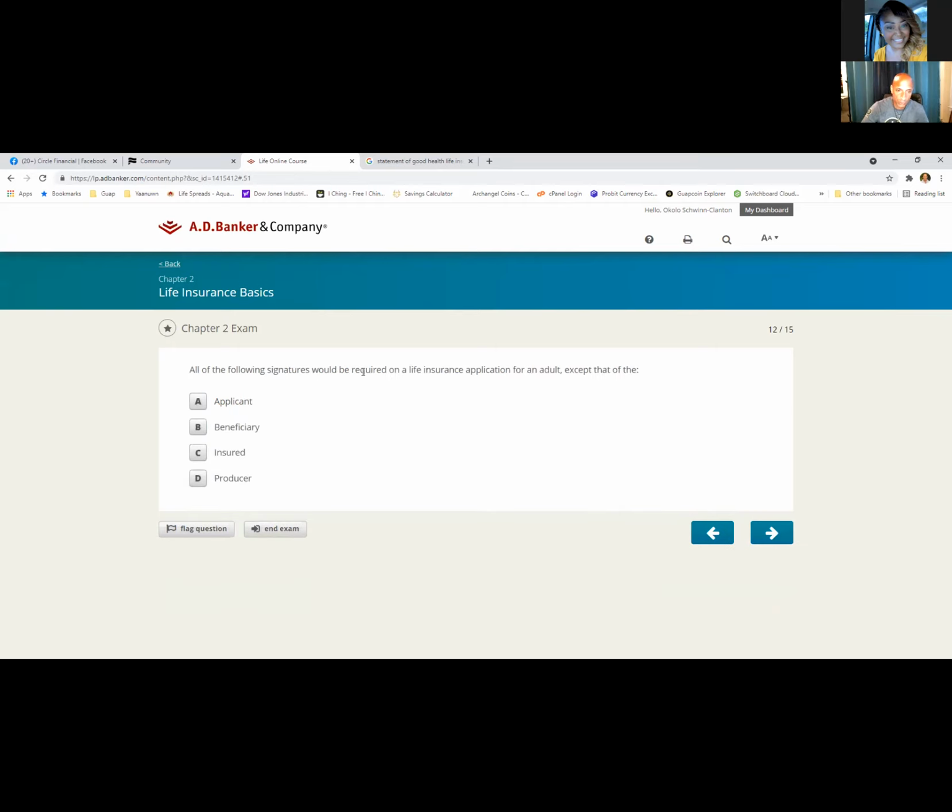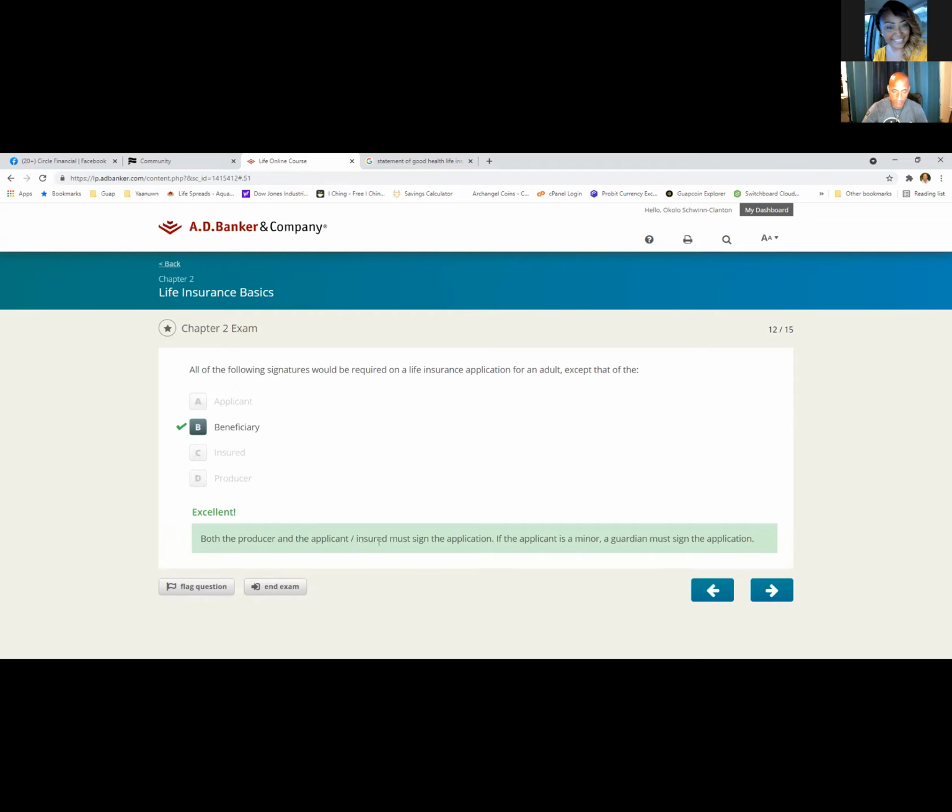All of the following signatures would be required on a life insurance application for an adult, except that of the applicant, beneficiary, insured, or producer. Beneficiary. Both the producer and the applicant insured must sign the application. If the applicant is a minor, a guardian must sign the application.